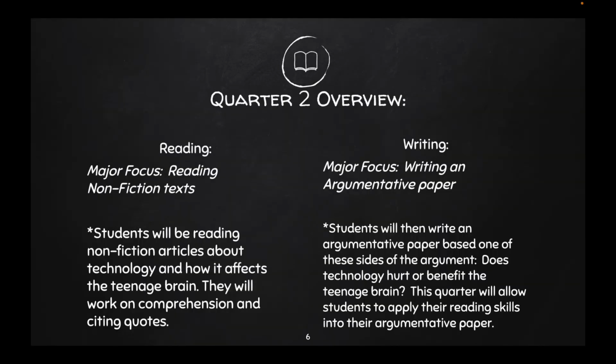In quarter 2, we get into reading nonfiction text. Students will be reading nonfiction articles about technology and how it affects the teenage brain. They're going to work on comprehension with this and citing quotes. And then they're going to write their argumentative paper based on the research that they have done. The argument that they're going to make is, does technology hurt or benefit the teenage brain? And this will allow them to apply their reading skills to their argumentative paper.